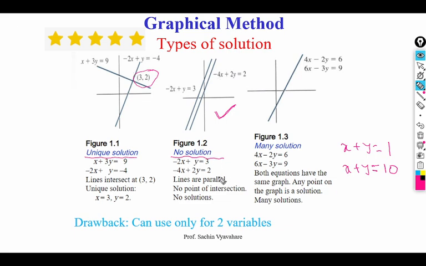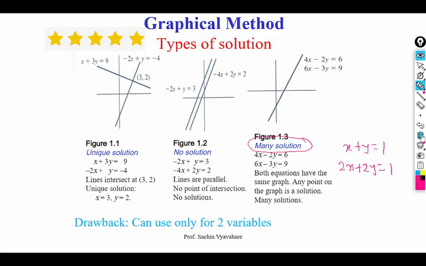And the last case, if we have equations like x plus y is equal to 1 and 2x plus 2y is equal to 1 (indirectly, these two equations are the same equation), we get overlapping lines. So the lines are coincident, so we say infinitely many solutions. So case 3 is infinitely many solutions.